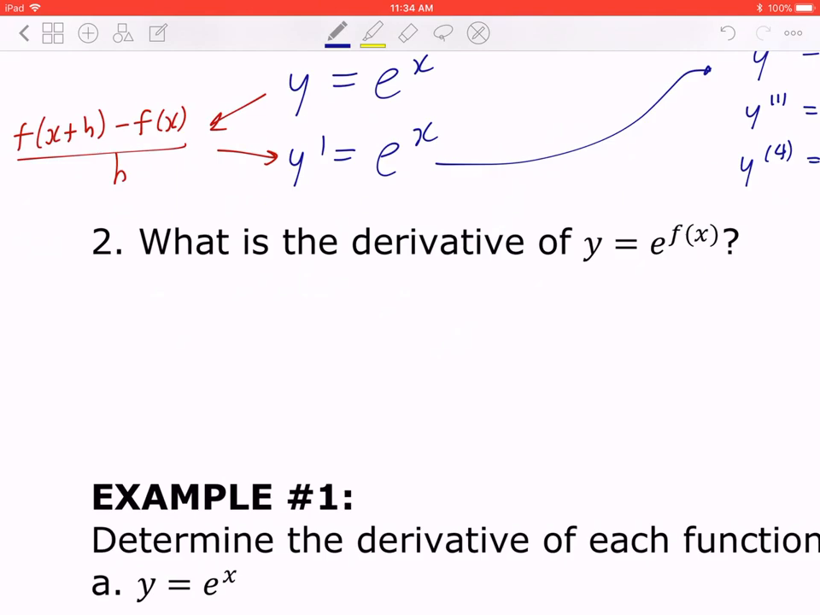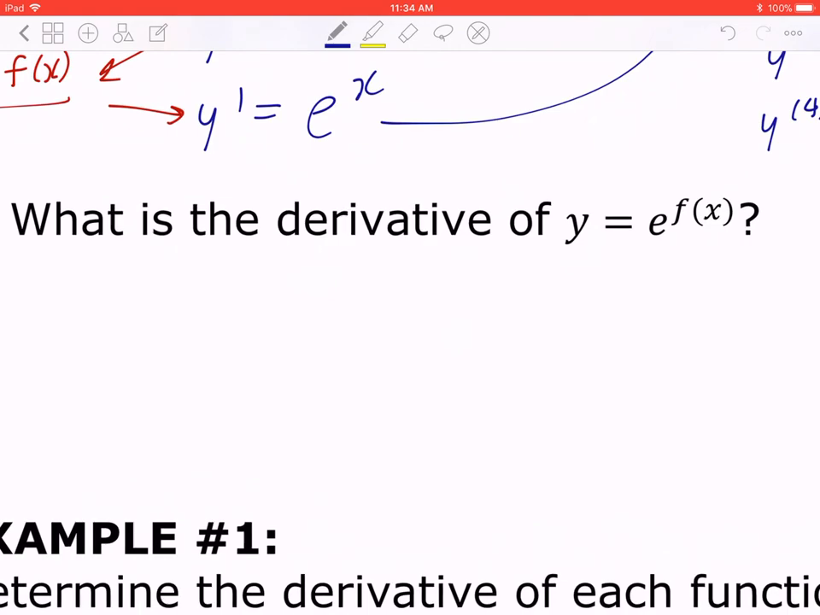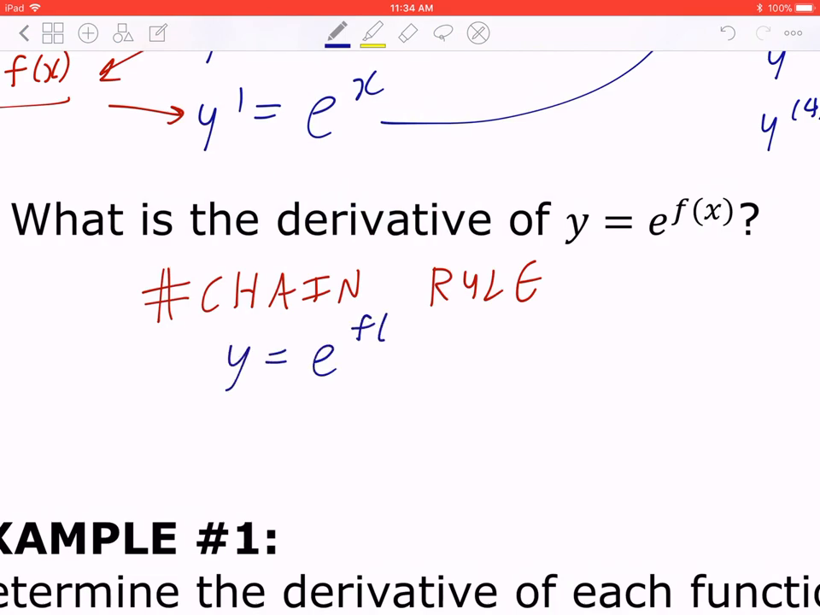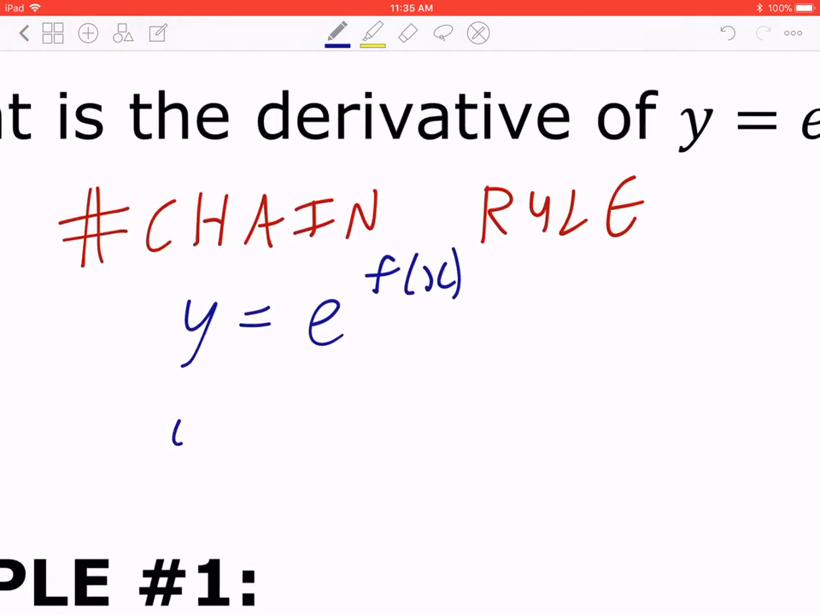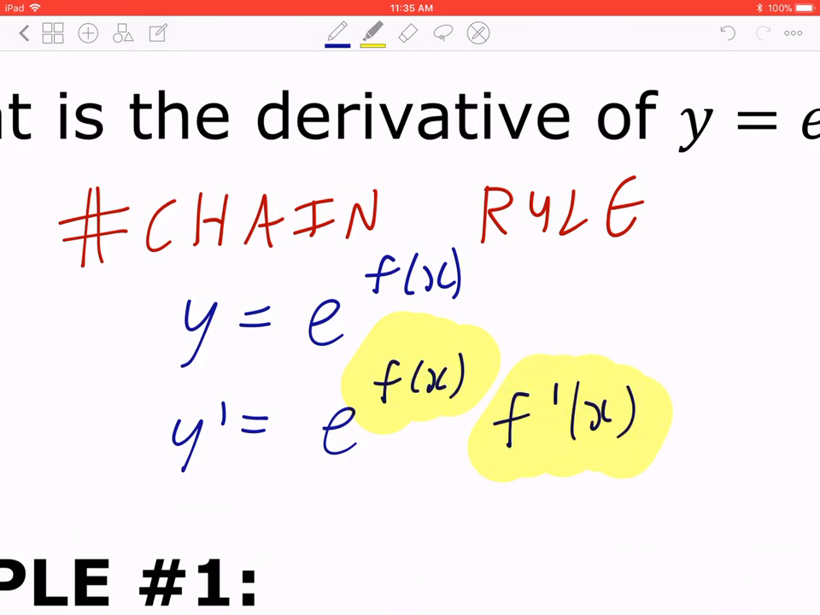Number 2, what is the derivative of y equals e to the power of f of x? So again, this is very similar to number 1, and what you're adding on top of number 1 is the chain rule. If y equals e to the power of f of x, there are two major steps here. Step 1, when you find y prime, that's going to be e to the power of f of x. Step 2, you multiply by the derivative of the exponent, which is f prime of x. And again, that is the chain rule, which we have talked about before.